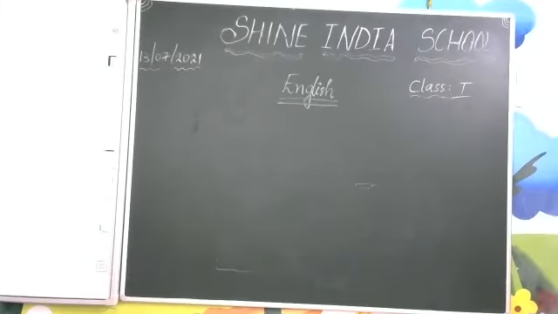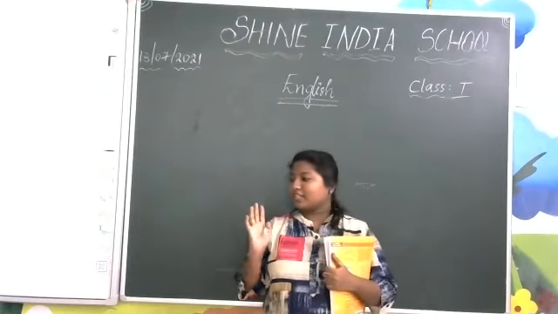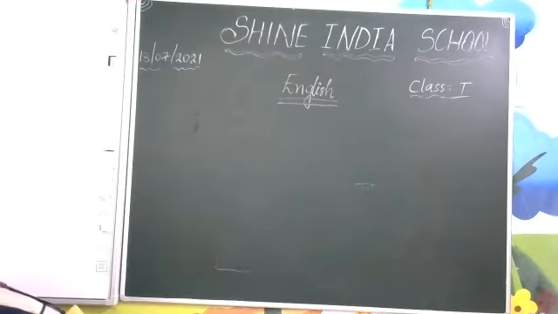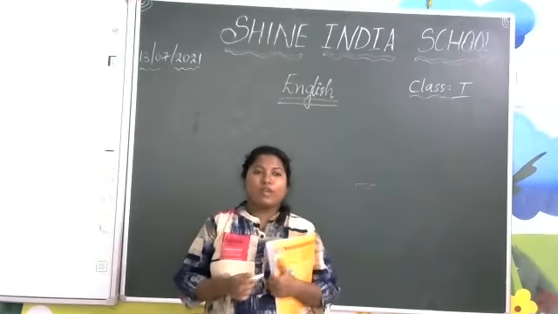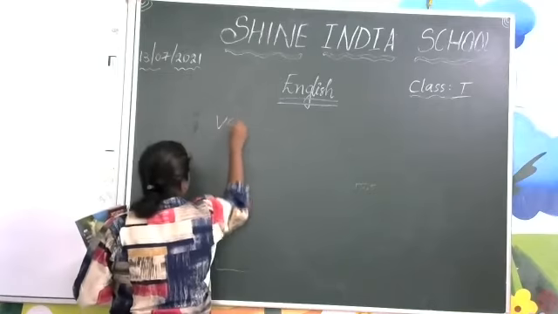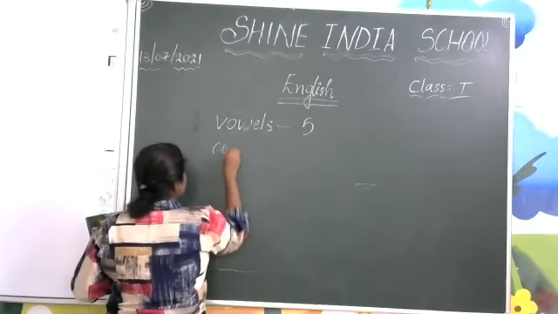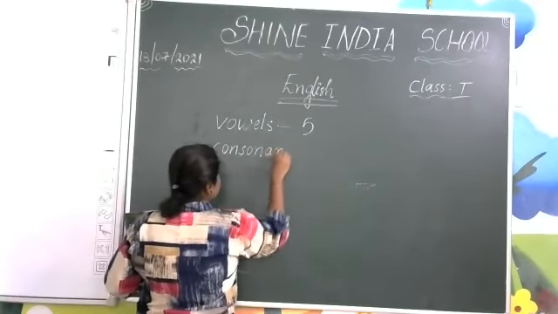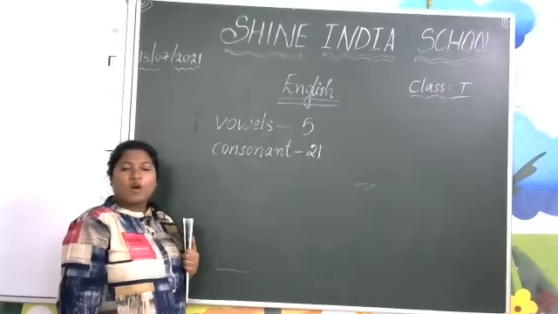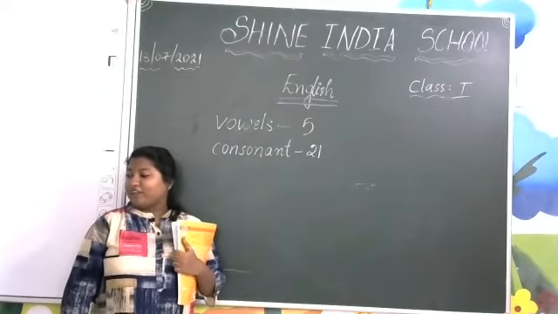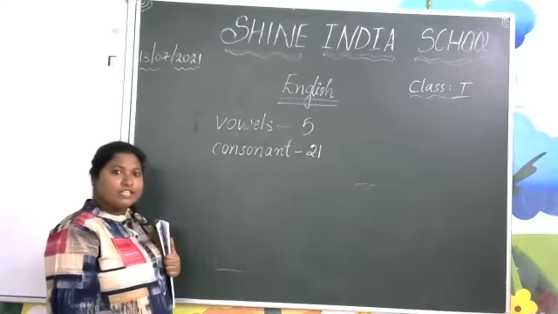Okay, children. So, how many vowels are there? Five vowels. So, the remaining letters are all consonants. How many vowels? Five. How many consonants? 21. 21 consonants.